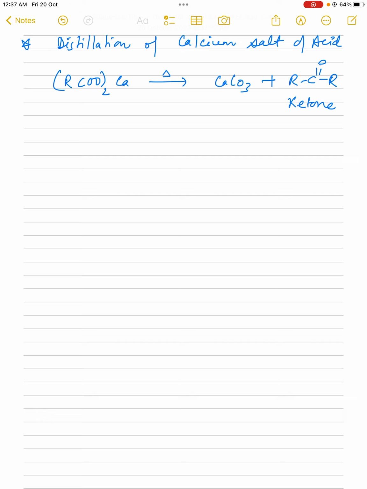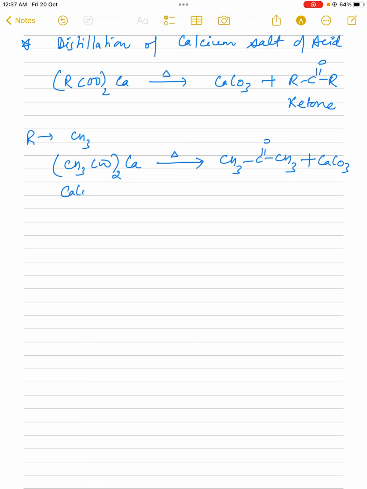Another example we can take, if R is equal to CH3, then (CH3COO)2 calcium. If we heat it, then this is the product we will end up, and calcium carbonate is formed, and this is calcium acetate.